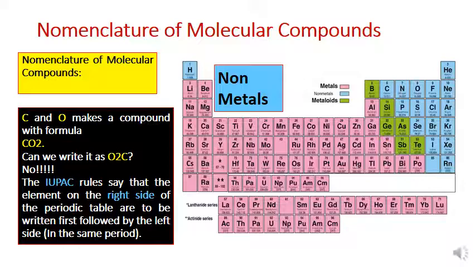We talk about the position in the same period. The most important thing is the same period. If you look at carbon and oxygen, they are in the same row. If they are in the same row, the left side element should be written on the left side, and then the right side element should be on the right side. That's why we write CO2.